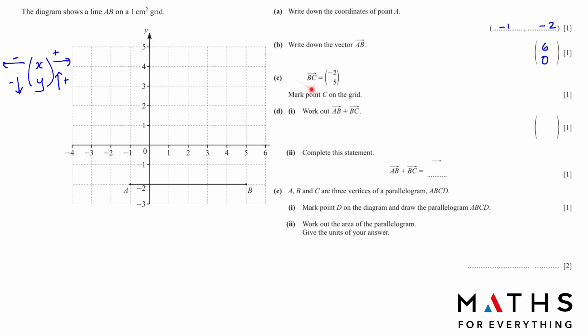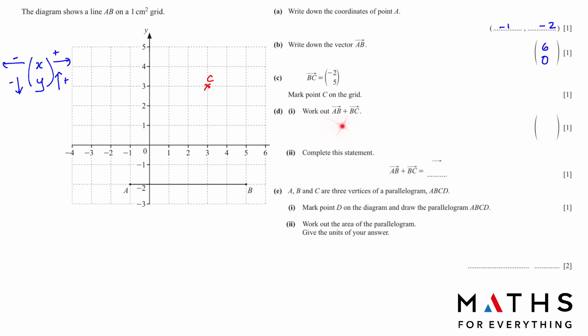Next, we have BC is equal to -2, 5. Mark the point C on the grid. Remember, I told you when x is negative, it shifts to the left. So we got -2. This B shifted to the left by 2. And then 5. So y is 5. It goes up by 5 units. 1, 2, 3, 4, 5. This is the point. Let's write down C. This is C.